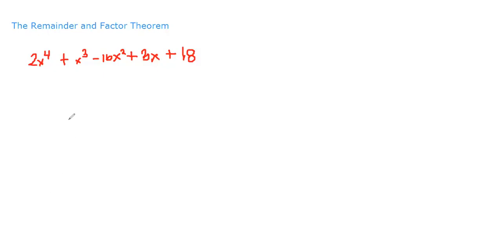Okay, we have here 2x raised to 4 plus x cubed minus 16x squared plus 3x plus 18. So, aalamin daw natin kung si x plus 1 is factor nitong polynomial na yon, pati si x plus 2. Kailangan daw natin malaman kung si x plus 1 or si x plus 2 ang factor ng polynomial na to.